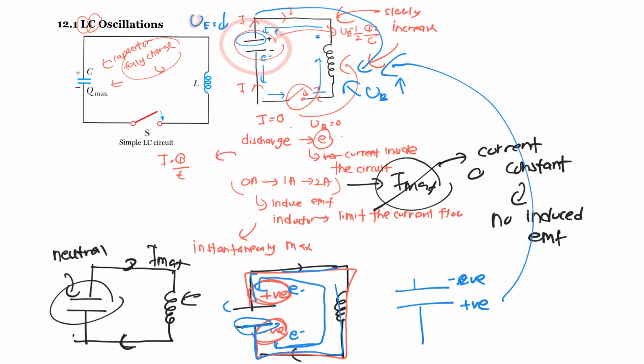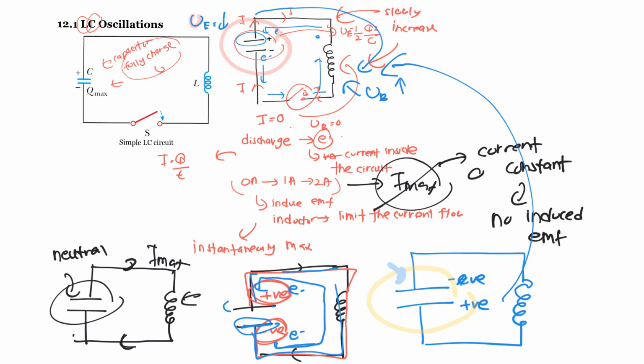So as you can see, at this particular line, the polarity of the capacitor has already changed. So when the capacitor is fully charged, where is the energy going to be stored, at the inductor or inside the capacitor? Definitely it is going to be inside the capacitor.